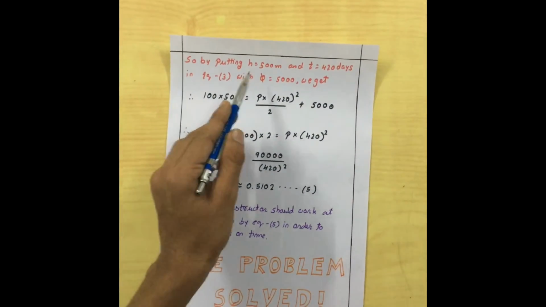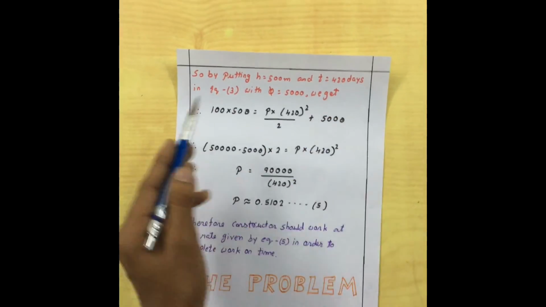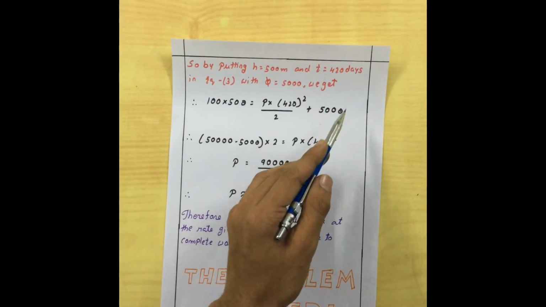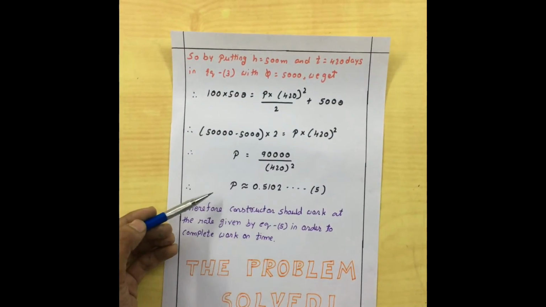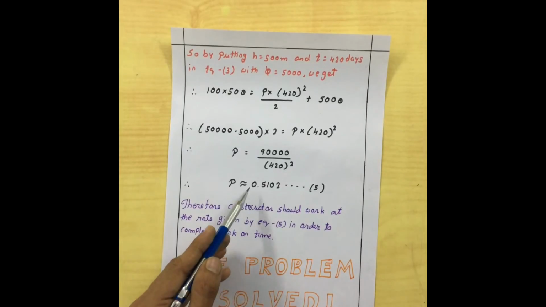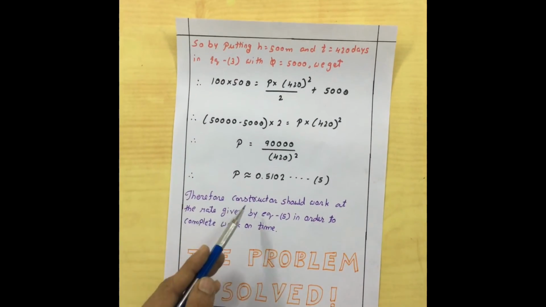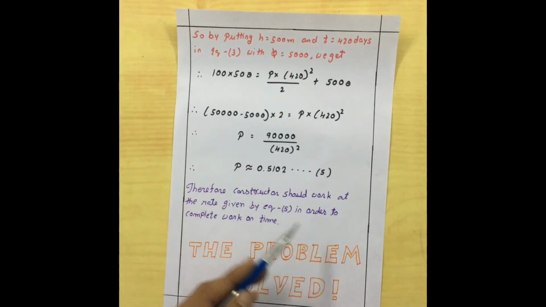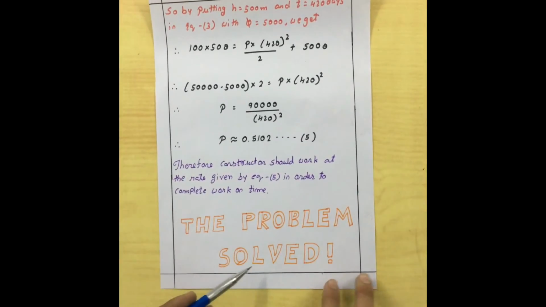So by putting h equal to 500 meters and t equal to 420 days in equation 3 with phi equal to 5000, we get this equation, and on simplifying this equation we get p with an approximation of 0.5102. Therefore, the constructor should work at the rate given by equation 5 in order to complete the work on time. Thus, the problem is solved.